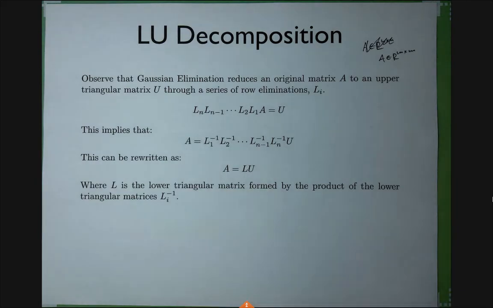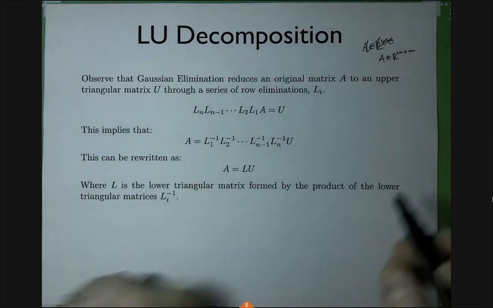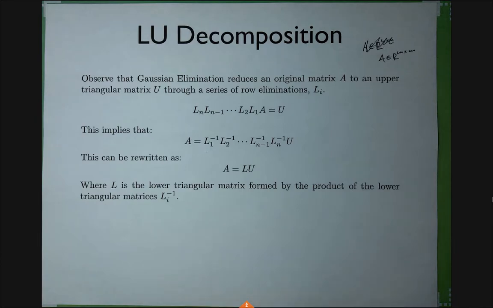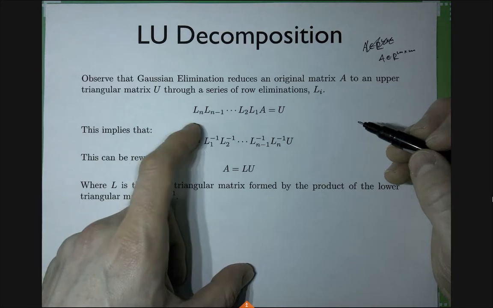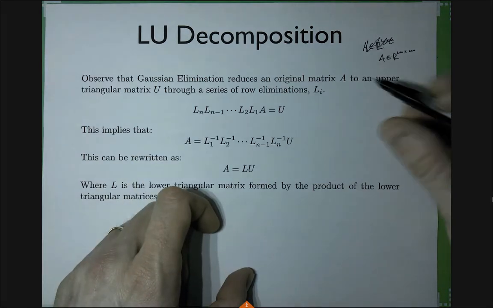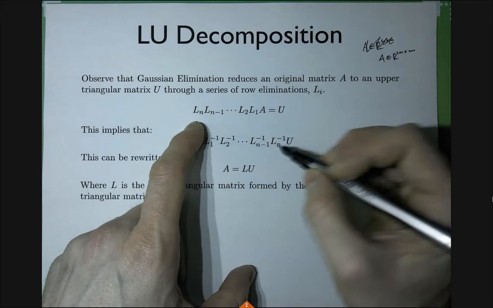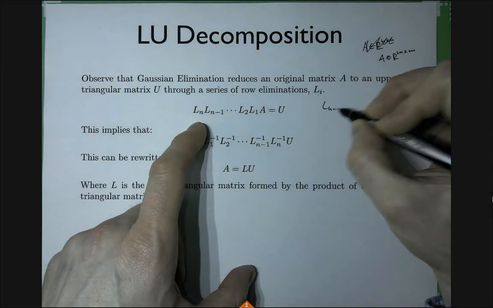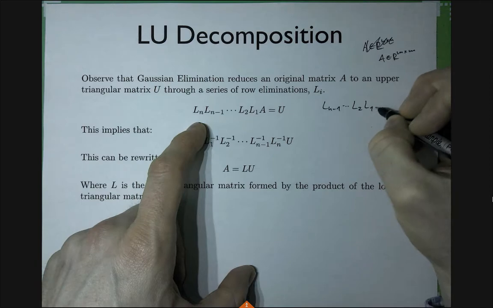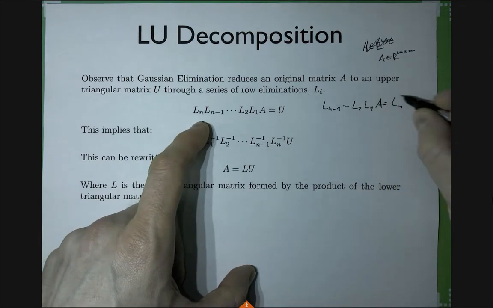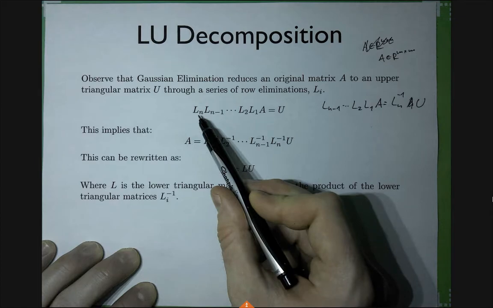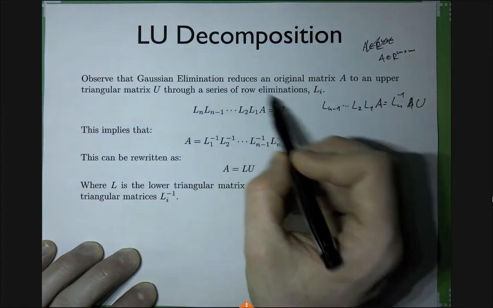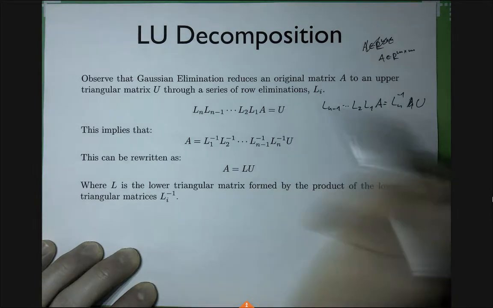And then we use the fact that, well, I guess the first fact we use is that the inverse of a lower triangle matrix is so simple. So if I multiply this from the left by Ln inverse, what will I get? I'll get Ln minus 1 to L2 L1 A equals Ln inverse U. So I just multiply both sides from the left by Ln inverse, right? So I basically flip this Ln from here to over there.